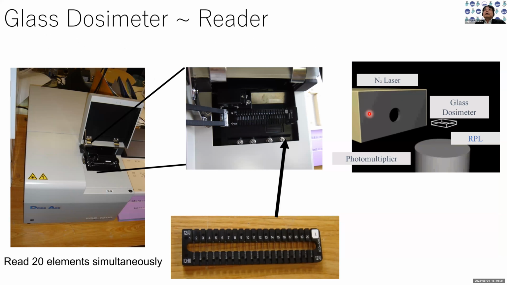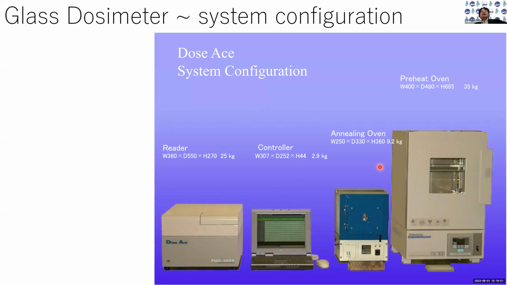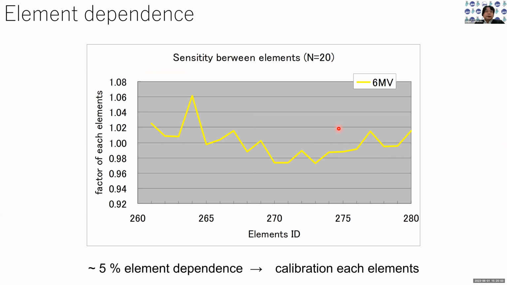So an N2 laser comes from this direction to the glass dosimeter, and we can read using a multiplier. This shows the reading system, the reader and controller, and the annealing oven.